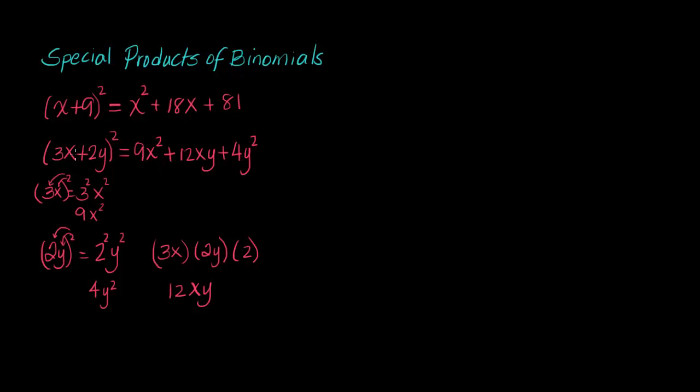Let's do one more of these, just to make sure that you got it. Let's say we want to multiply. That means that this is the same thing as 5x plus 3y times 5x plus 3y. They are twins. That means I can use the shortcut. So let's do that. It's the first term squared.